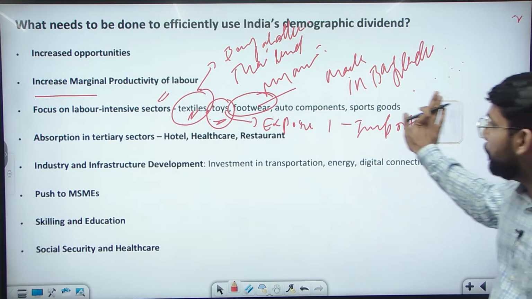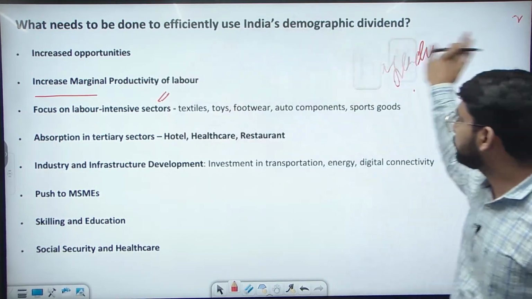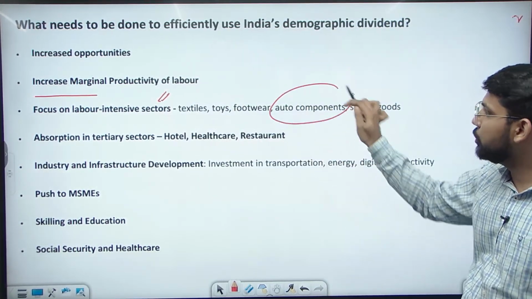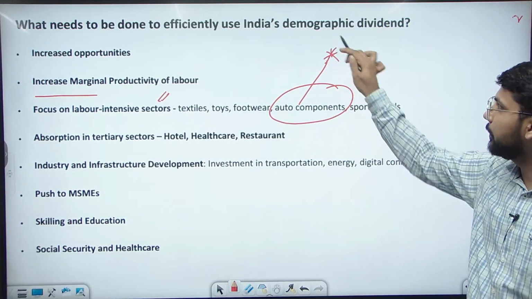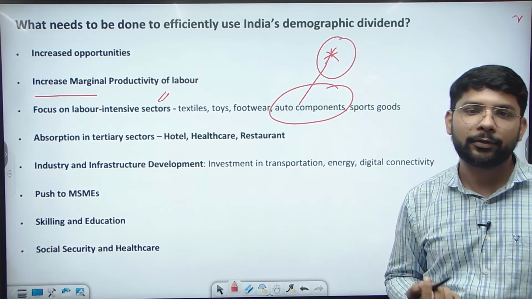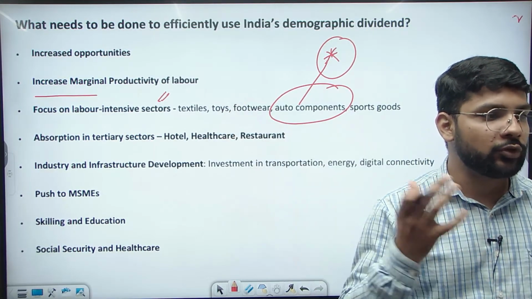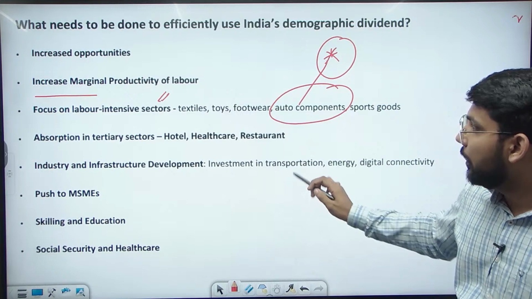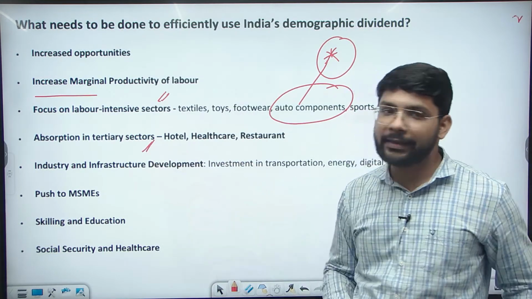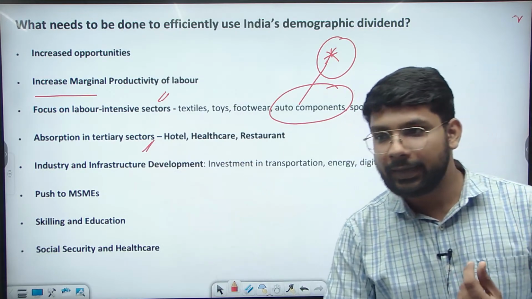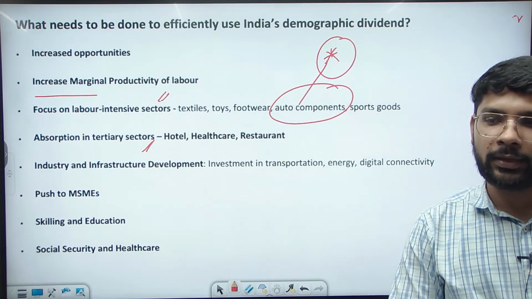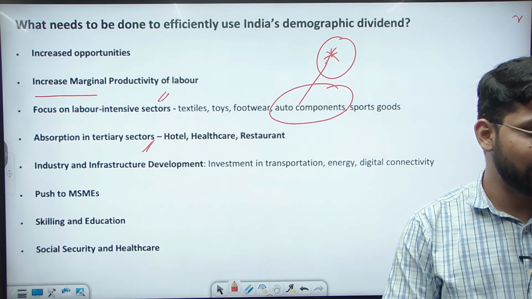And the auto components and sports. In this, India is doing a good job in auto components, and we need to improve this sector also. So focus on labor intensive sectors where they can absorb the maximum labor. Absorption in tertiary sectors like hotel chains, healthcare, restaurants. These are tertiary sectors which can be promoted in the country.